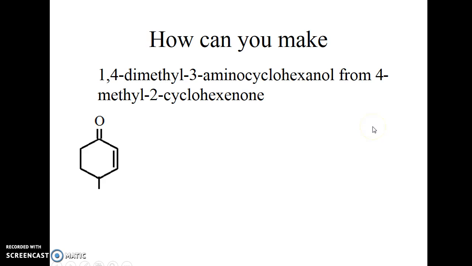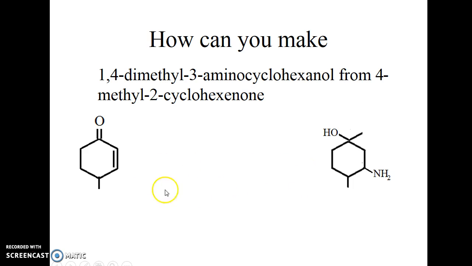So how can you make 1,4-dimethyl 3-amino-cyclohexanol from 4-methyl 2-cyclohexenone? Well, this is the 4-methyl 2-cyclohexenone. Let's go ahead and write down the product we want to get to. There is 1,4-dimethyl 3-amino-cyclohexanol. So how is it we can go through this process?